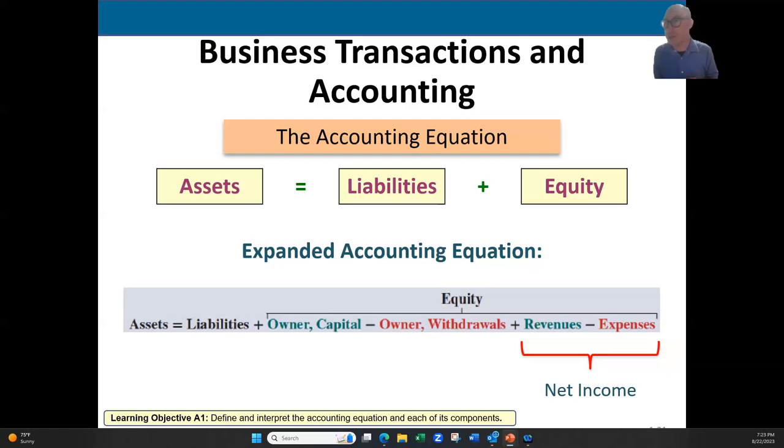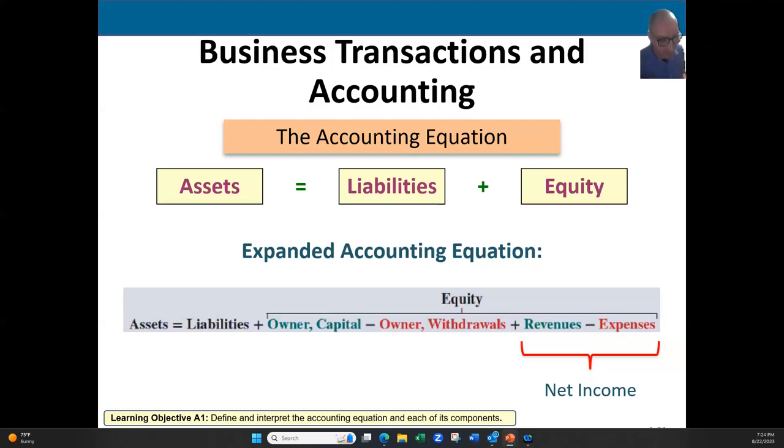Assets equals liabilities. That's what the company owes to someone else. We owe things, liabilities. It's a liability if I owe you something, right? Liability. I'm liable for it. That's why we call it liability. Liabilities plus equity. Equity is what the owners own. Okay? It's the difference between assets and liabilities.